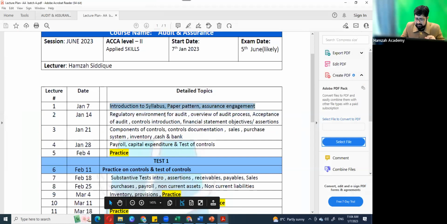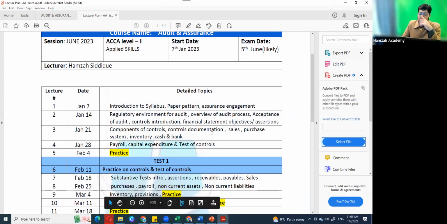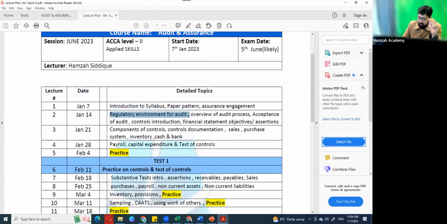The next class will be a full-fledged, very important class. Very, very important. If your fellow students have not joined today, they have missed the class. In the next class, I will cover the regulatory environment for audit, an in-depth discussion of the course overview. What will be the audit process? Very important. Then acceptance of audit, internal control, and financial statement assertions as well. So it is a very important lecture.